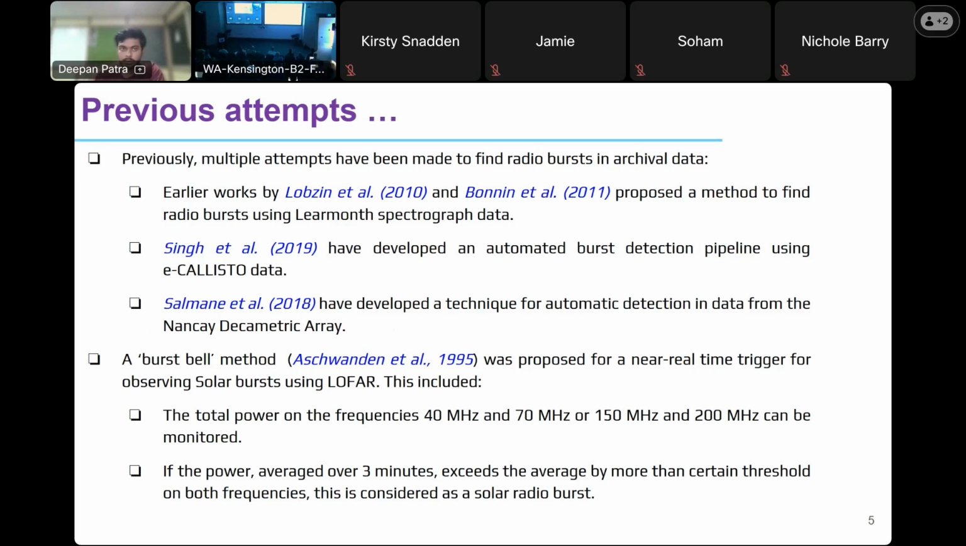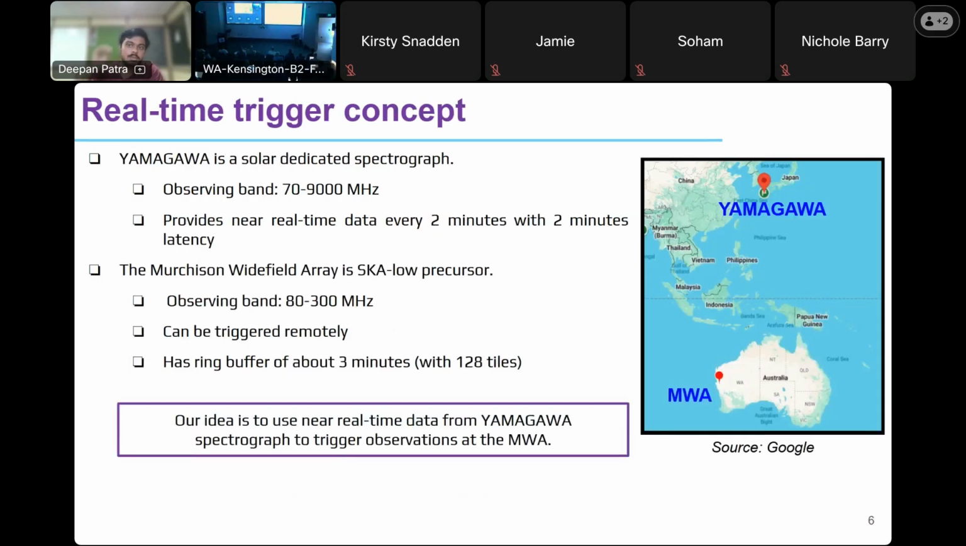So what we do here is we use another solar dedicated spectrograph located in Japan. It has a huge observing band from 70 to 9,000 megahertz, and it also provides near real-time data every 2 minutes with a 2 minute latency. And our MWA, which we use to trigger the observation, has a ring buffer of around 3 minutes with the old 128 tile system, and it can be triggered remotely. So our idea is to use the near real-time data that we get from Yamagawa and use it to trigger the MWA.